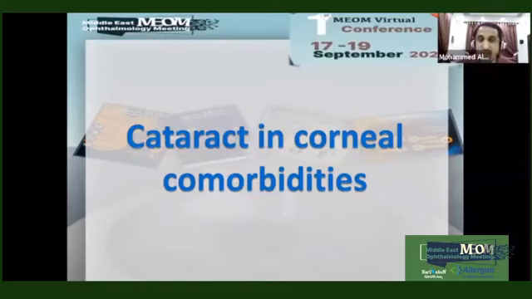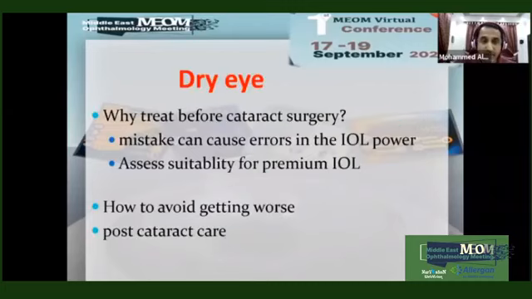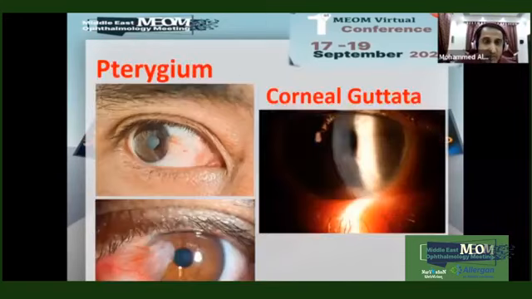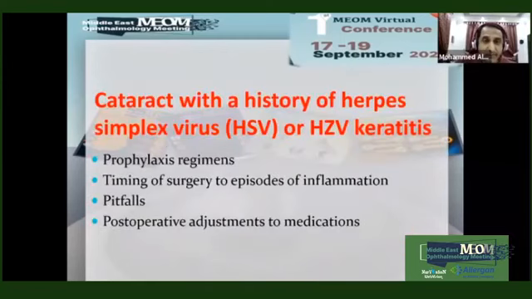Our session here is cataract and corneal comorbidities, and we have many corneal comorbidities when we are doing cataract surgery. There are a lot of them. We can go through them very fast, but we can select a few of them faster than others. Maybe dry eye we can keep for a little bit later. We can start first with cataract with a history of herpes simplex virus or herpes zoster keratitis.